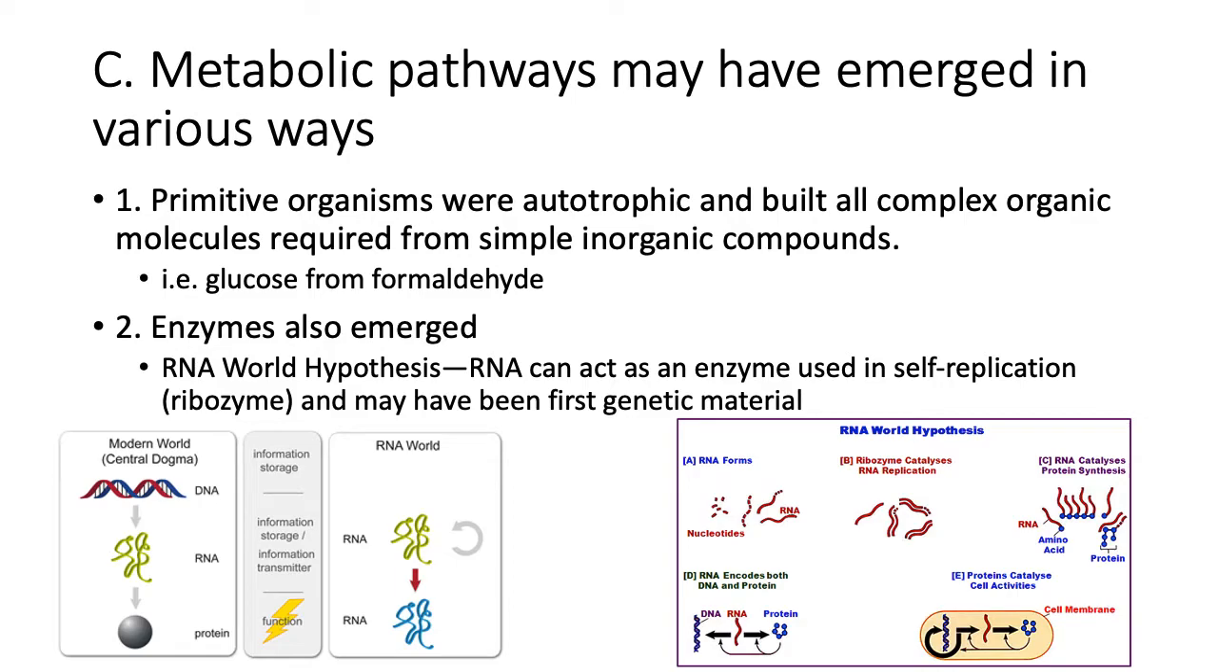Enzymes also emerged. So I'm going to talk a little bit about the RNA world hypothesis. The molecule for life that kind of controls or codes for everything is DNA. But there's a hypothesis out there that says that maybe RNA was used first, and then because RNA is a little bit unstable, DNA kind of took its place. And the reason for that is that RNA can act like an enzyme. It can copy itself. It uses ribozyme in self-replication, and because it can copy itself and it can go back to DNA as well as create proteins, maybe RNA was the first information molecule used before DNA.